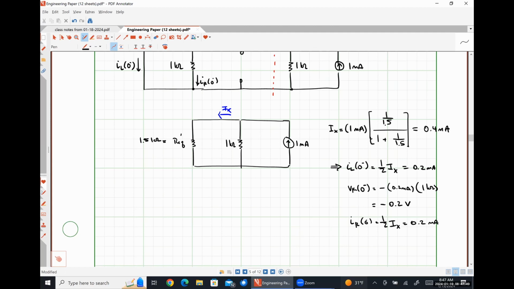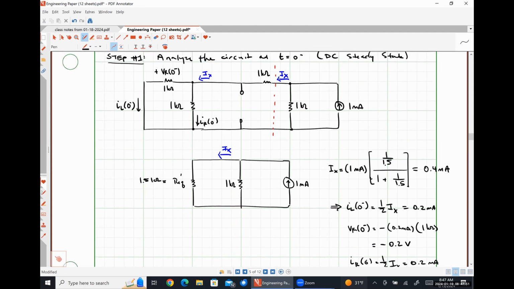Does anybody have any questions, comments, or concerns about all of the analysis that we did here at t is equal to 0 minus? Okay. This current IX is flowing into the network containing two resistors in parallel. It splits evenly, exactly right. All right, any other questions regarding our analysis here? Okay.